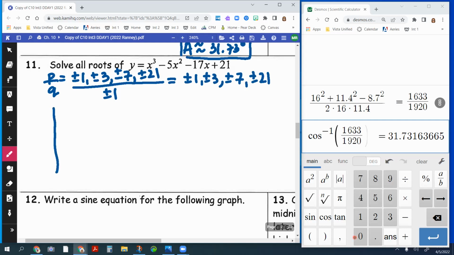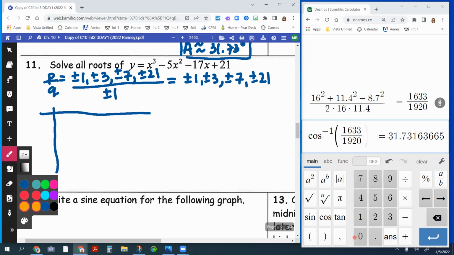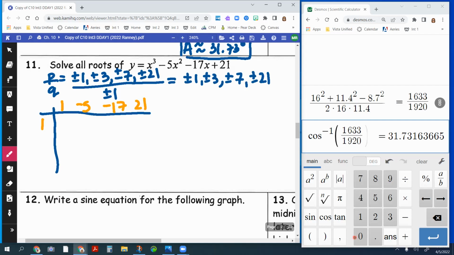So I'm going to do my synthetic division. I have a 1, a -5, a -17, and a 21. Let's say I try 1. I bring down my first number, 1. And when I'm doing this, 1 times 1 is 1. I add it, I get a -4. -4 times 1 is -4. I add it, I get a -21. -21 times 1 is -21. Add it, I get a 0. So I know one answer. One answer is x equals 1.